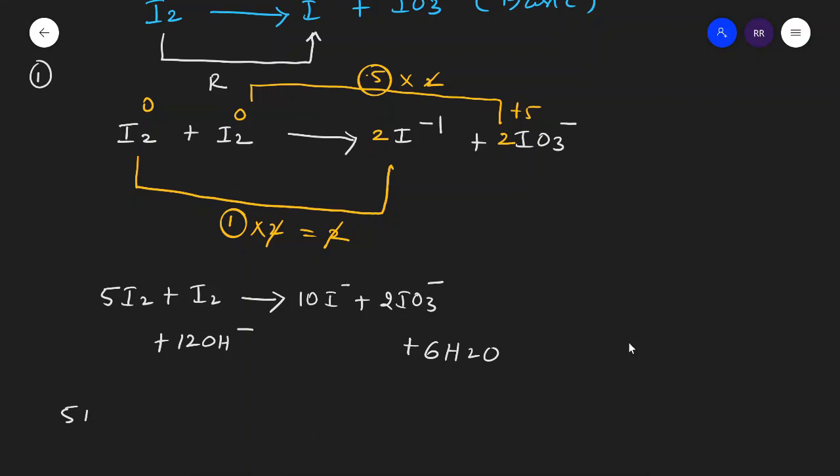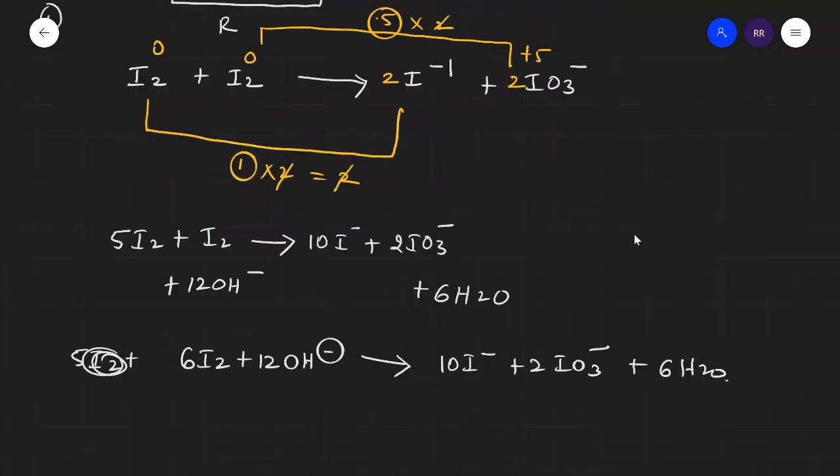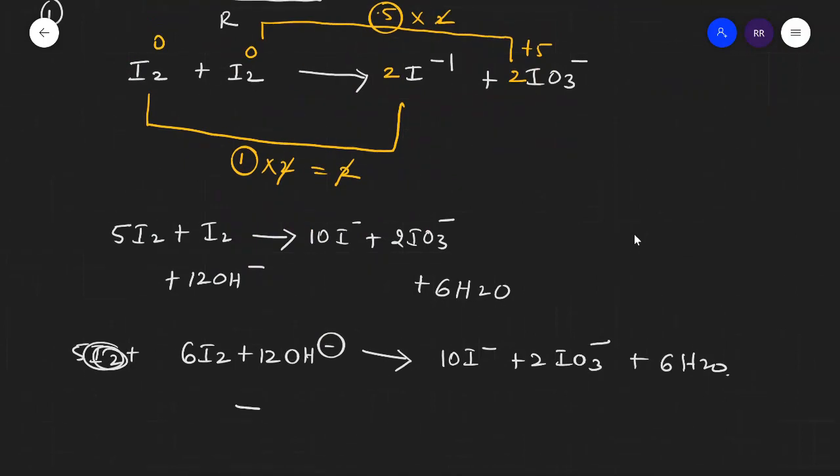So what is the final balanced equation? 5 I2 plus I2, I can write it as 6 I2 and 12 OH minus gives rise to 10 I minus and 2 IO3 minus and 6 H2O. This is the balanced equation. And if you want to cross check your answer, you just do charge balancing. Here I have -12 at reactant side and -12 at product side. So they got balanced. This is how we can do balancing of a redox reaction by using this method.